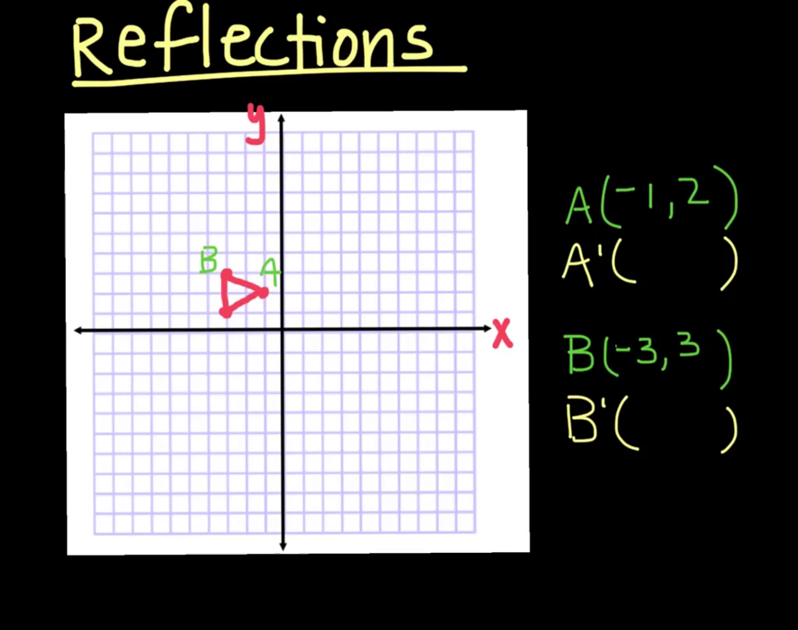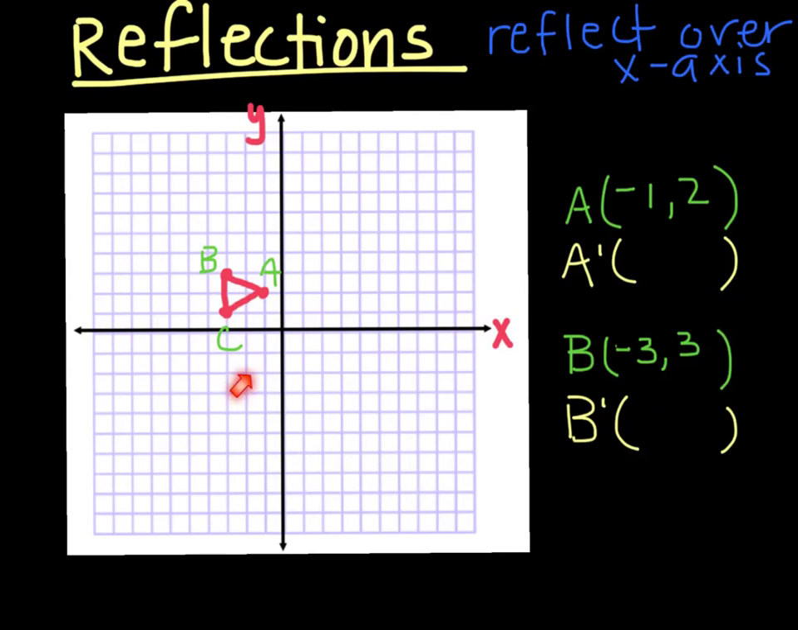Alright, so I drew a picture here of a triangle, ABC. Okay, and I started by writing the coordinates. So for A, it's -1, 2, and for B, it's -3, 3. I'm not going to worry about C right now. All right, my directions are to reflect it over the x-axis. So that's going to be my line of reflection. We went over that in class. So that means I'm going to flip it over this line, the x-axis. So I'm going to take this, I'm going to flip it down here.